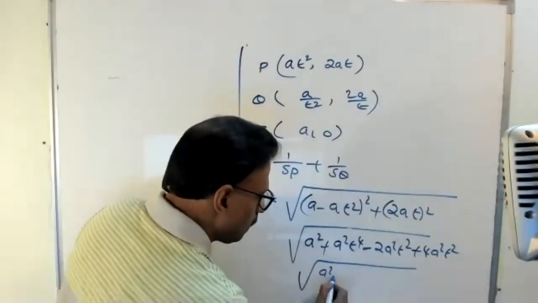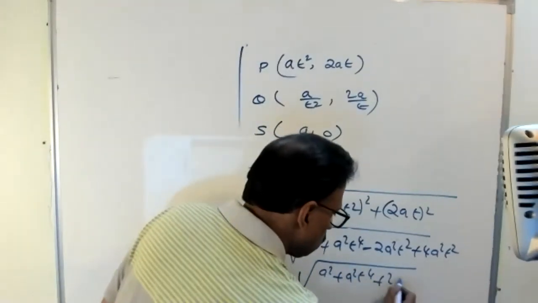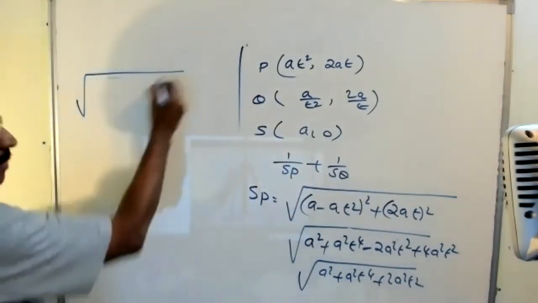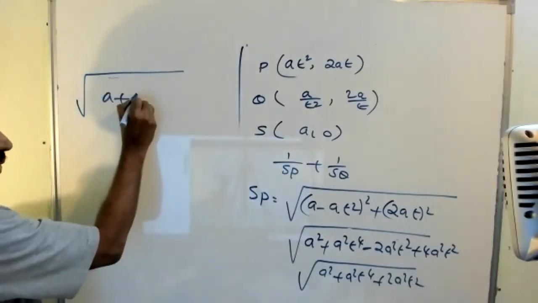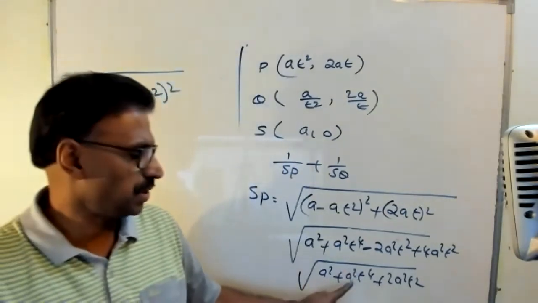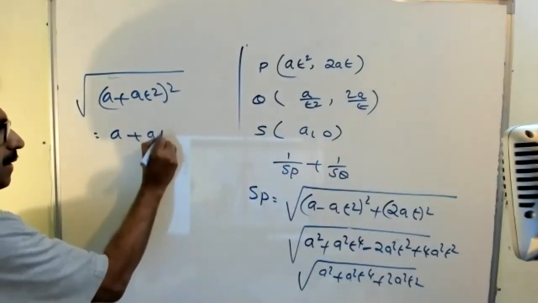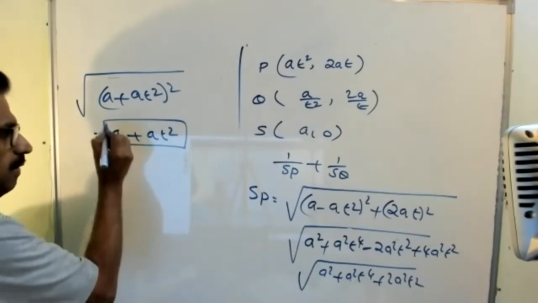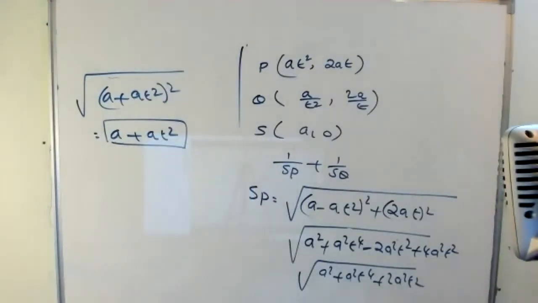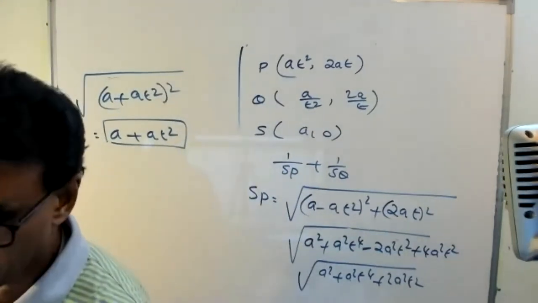a square plus a square t raised to 4 plus 2a square t square. That is equal to a plus a t square whole square. Correct or no? A square plus b square plus 2ab, which is equal to a plus a t square. This is the SP. Okay, who is not getting, copy up to here. Write up to SP.